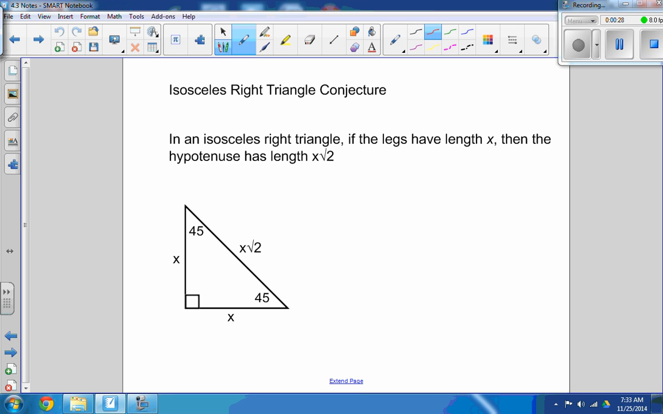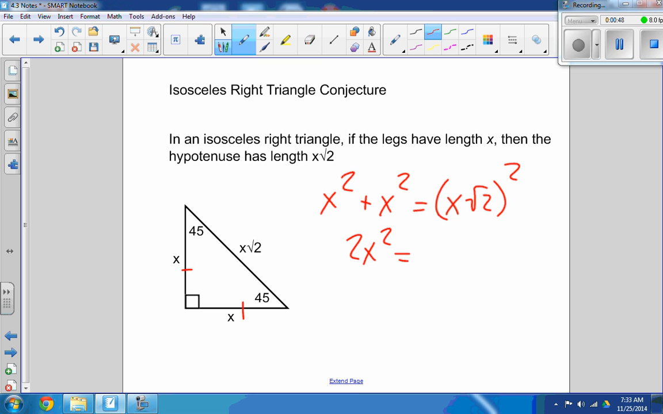All right, so we know it's isosceles, so those are congruent. So x squared plus x squared, does that really equal x square root of 2 squared? Okay, so x squared plus x squared, that's 2x squared. Square root of 2 squared, remember, square root and square cancel each other out, so it leaves you just 2. So it does work out. That is true.